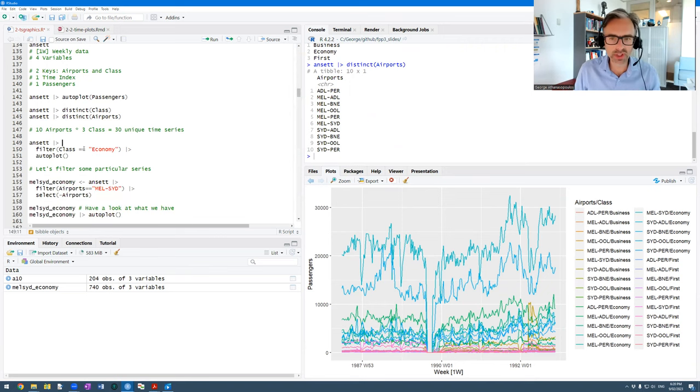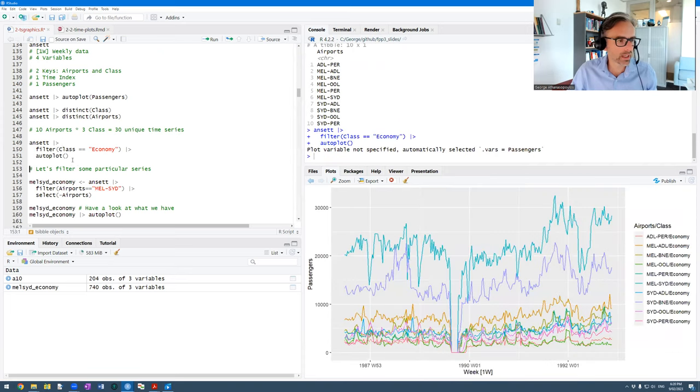Let's dig into our data a little bit more. We want to get familiar with the data. That's the point of looking at time plots. Hence, let's filter by class economy. So now I'm going to get all the time series under this class. So there's 10 airports, 10 time series under the class. So 10 routes. And I look at those 10 routes or the economy flights in those 10 routes.